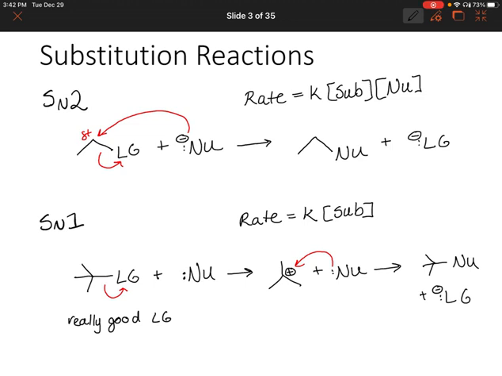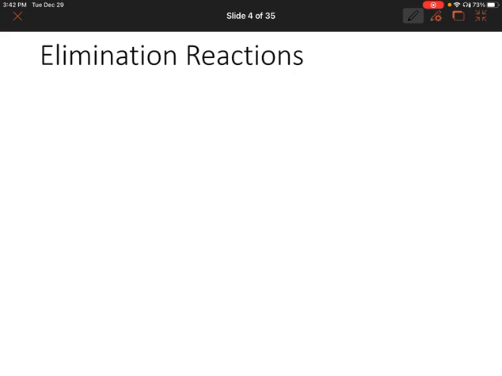Okay. Now let's also quickly review elimination reactions. Now, in an elimination reaction, we're essentially taking a molecule or a substrate that has all single bonds, and we're turning one of those bonds into a double bond. So essentially we're taking an alkane and turning it into an alkene. Now there are two types of elimination reactions, E2 and E1.